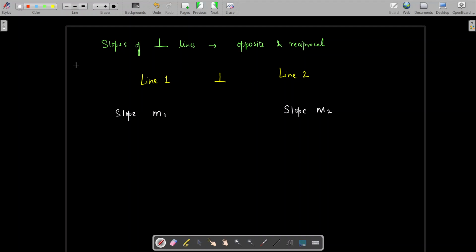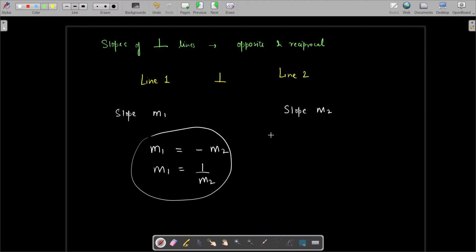So that means the first thing is that m1 is going to be the negative of m2, okay, and m1 is also going to be the reciprocal of m2. So if I multiply m1 times m2, then I'm going to get negative 1. This is the most important part here.